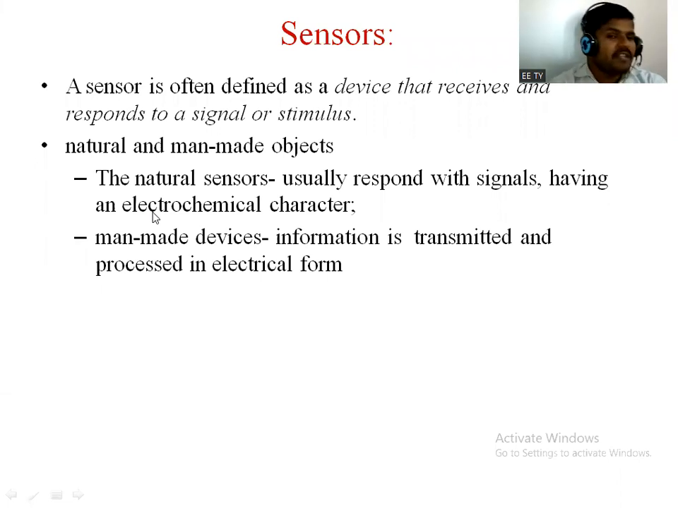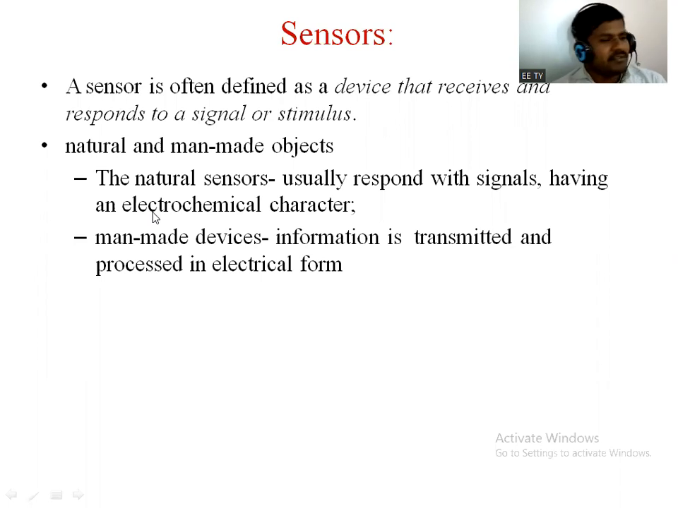A man-made type of device or man-made sensor receives the information, and it is transmitted and processed in the form of electrical signals. So if we are manufacturing any sensor for performing a function, that sensor will receive some information like temperature or humidity. Can this be directly converted into electrical form? No, some processing is required, right?